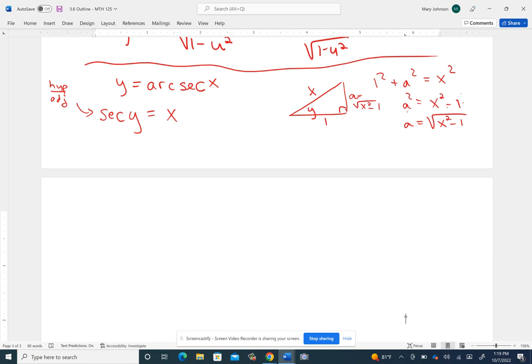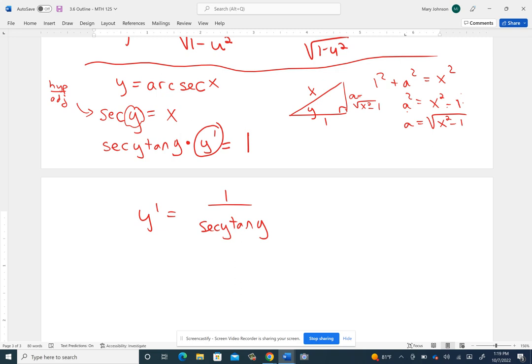So the derivative of secant would be secant tangent, so secant y, tangent y, but then this is a function of x, so I need to do the derivative of y. And then I do the derivative of x on the other side, which would be 1. So I'm using a technique that I really didn't tell you about called implicit differentiation, but I think you can follow along enough to see where these formulas come from. Now I'm going to get y prime by itself by dividing by secant y tangent y.